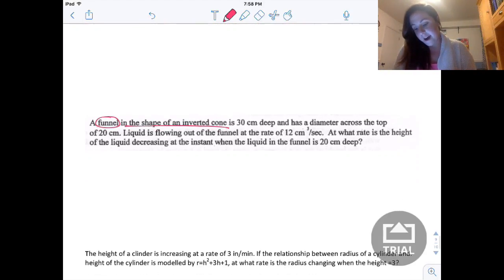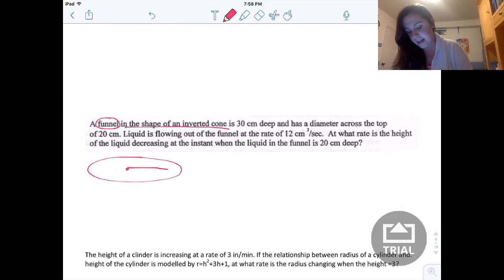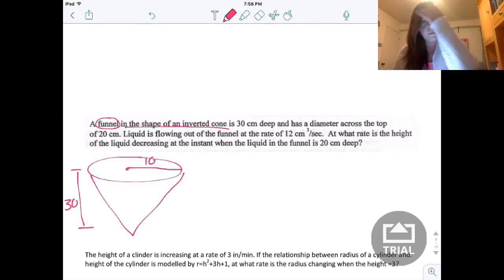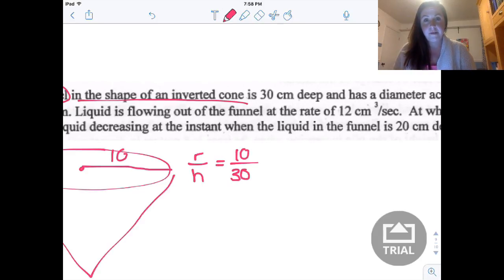Okay, so this cone is 30 centimeters deep and has a diameter across the top of 20. First thing I always do is I draw it. So I'm going to start with my radius. I know my diameter is 20, so I'm just going to say that's 10. Save me a little hassle. And I know the height is 30. Before I go anywhere, my immediate thought is, okay, I know that the ratio of radius to height is 10 to 30.